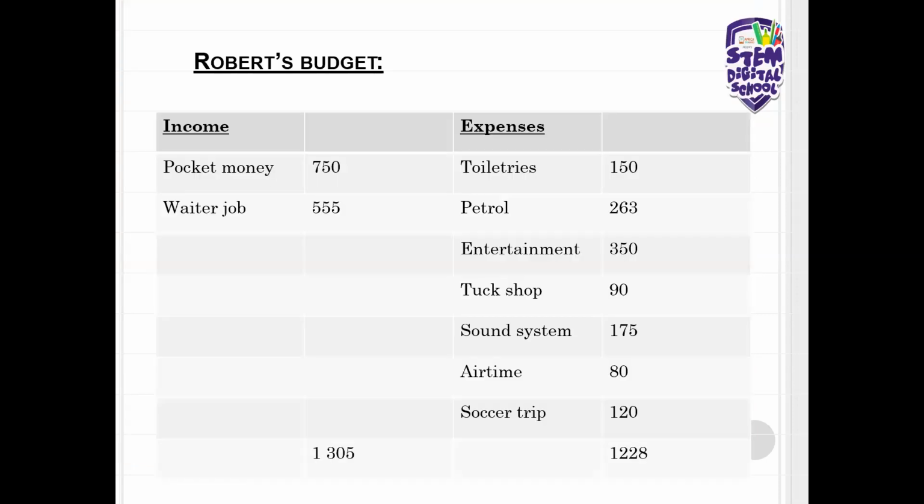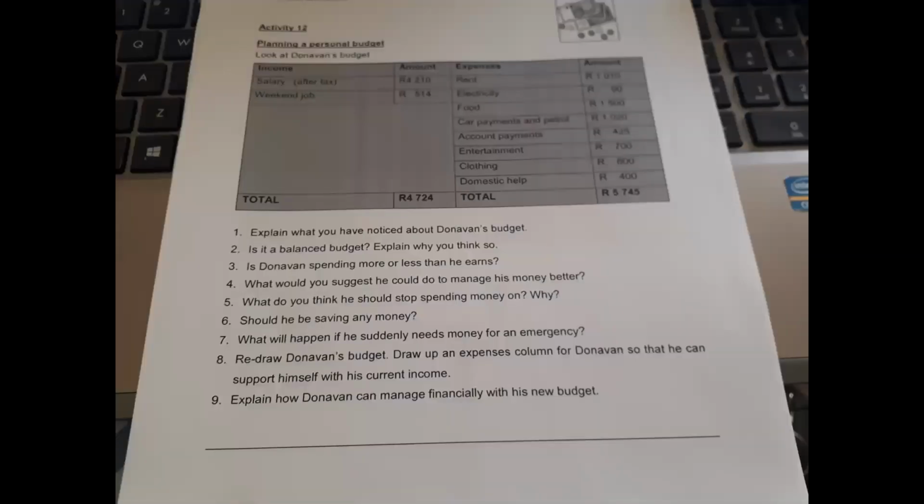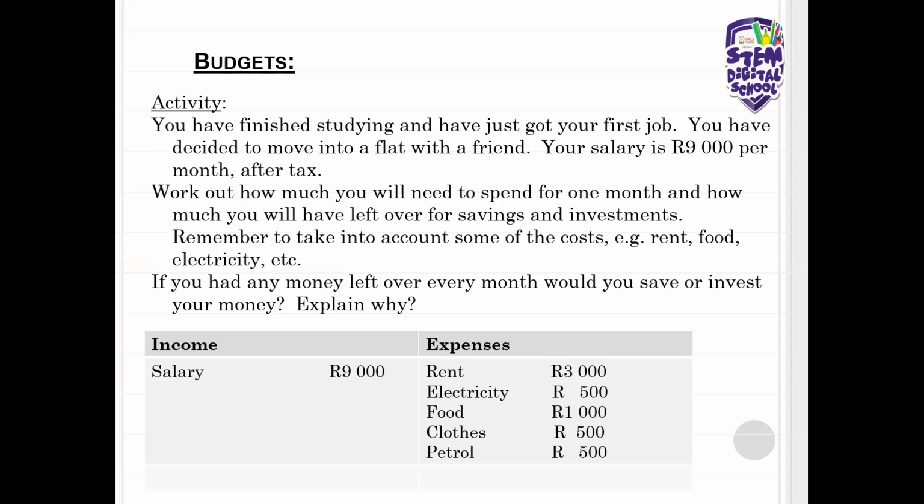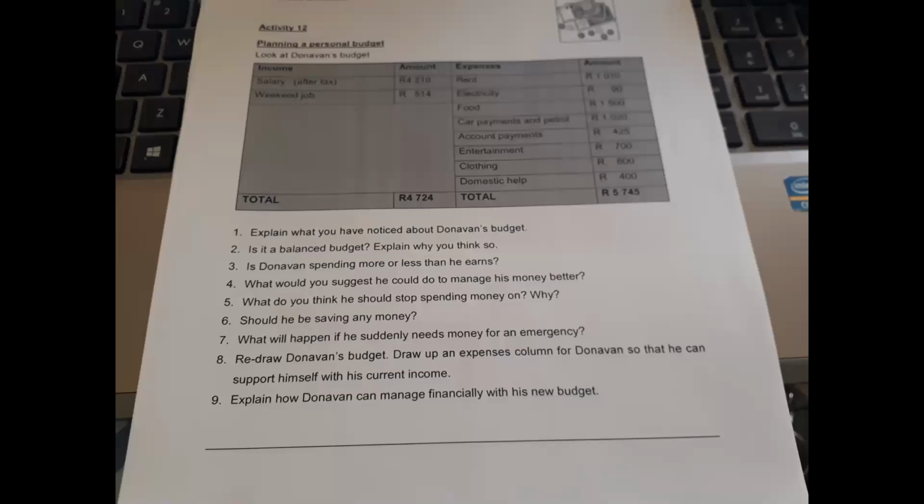Right, so that was basically about budget. So I want to continue now with the next topic. So again, with the budgets, remember what I said, okay? Either they can give you some information and you need to draw up a budget, or they can give you a completed budget like they're in front of you guys, and then they can ask you some questions based on that budget.